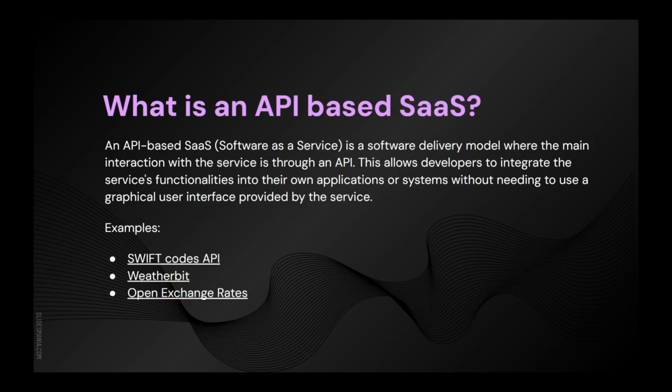And what is an API-based SaaS? SaaS is software as a service, and API-based SaaS is a software delivery model where the main interaction with the service is through an API. This allows developers to integrate the service's functionalities into their own applications or systems without needing to use a graphical user interface. Examples of such SaaSes are SwiftCode's API, which provides access to a database of banking codes, both international and local. Another example is WeatherBeat, which provides an API for weather forecasts, and Open Exchange Rates is an API for currency exchange rates. All these three examples basically provide read-only access to some valuable data set.